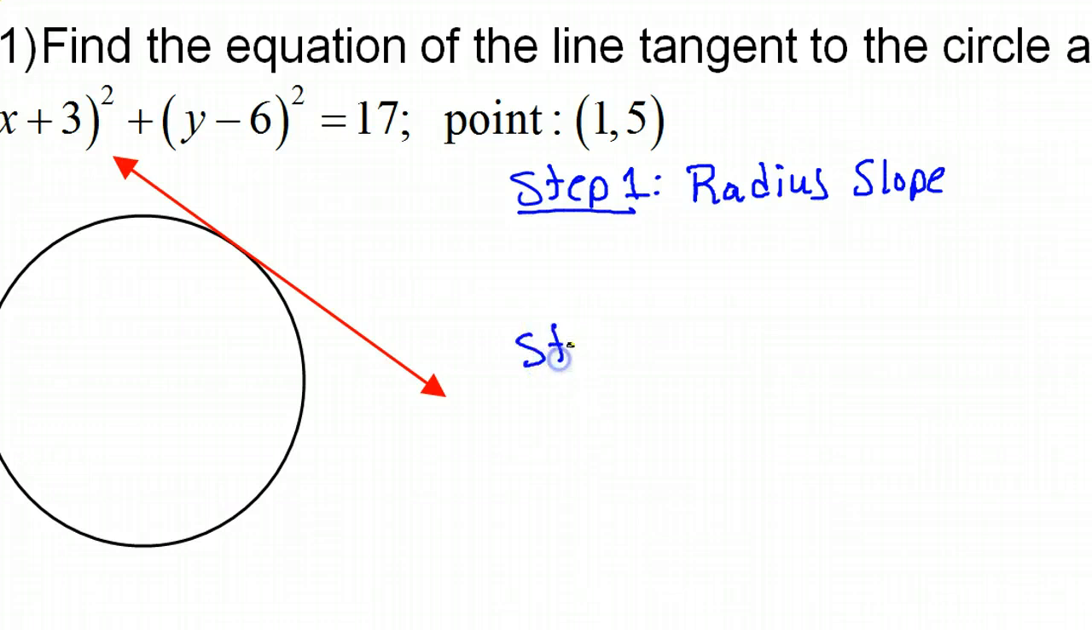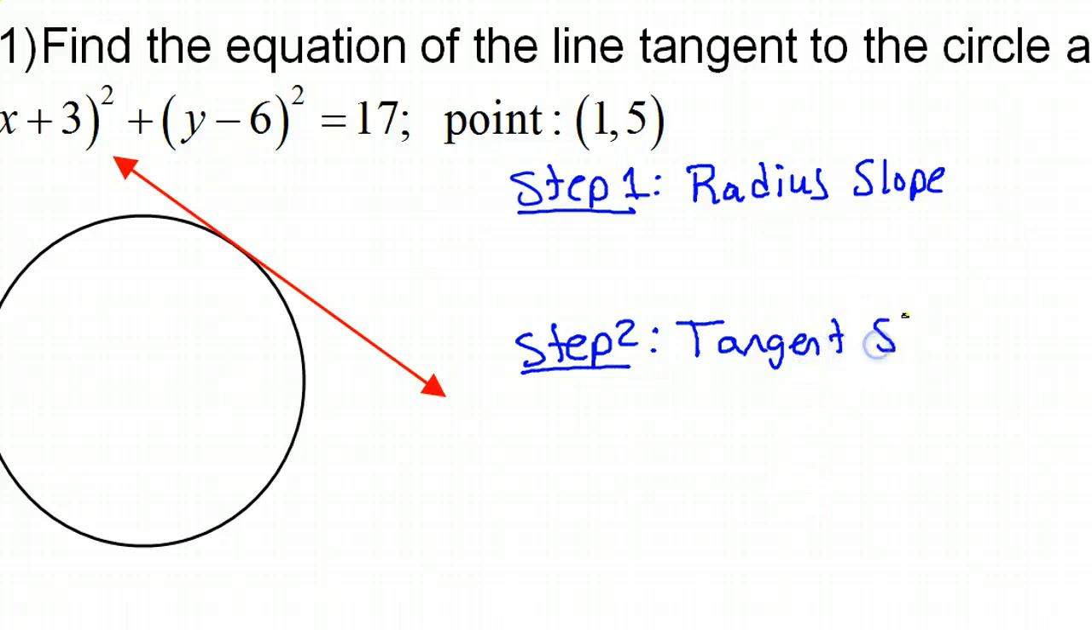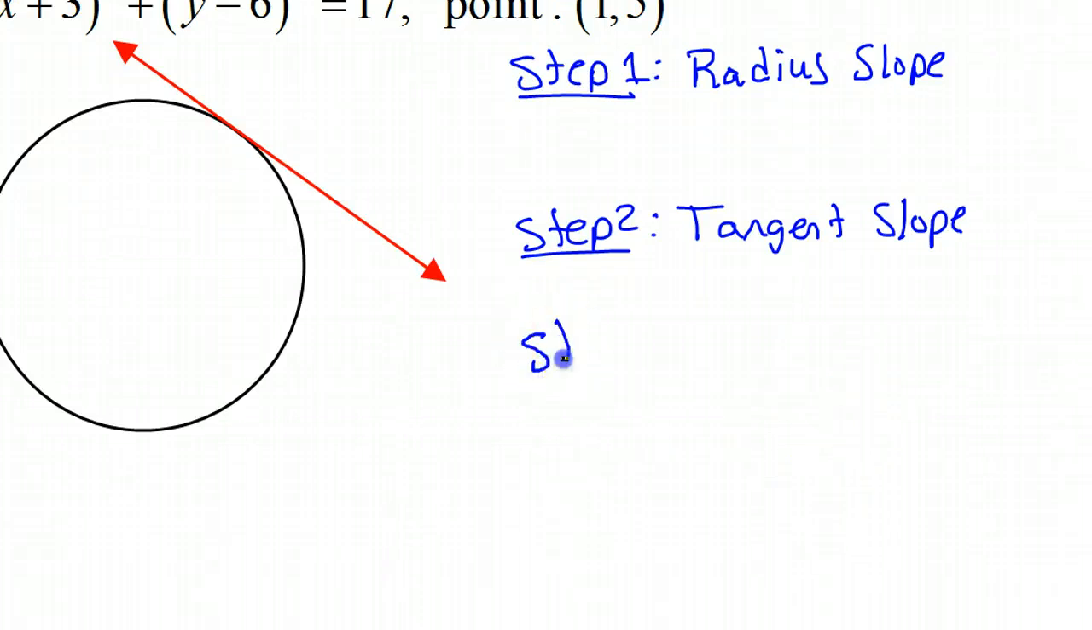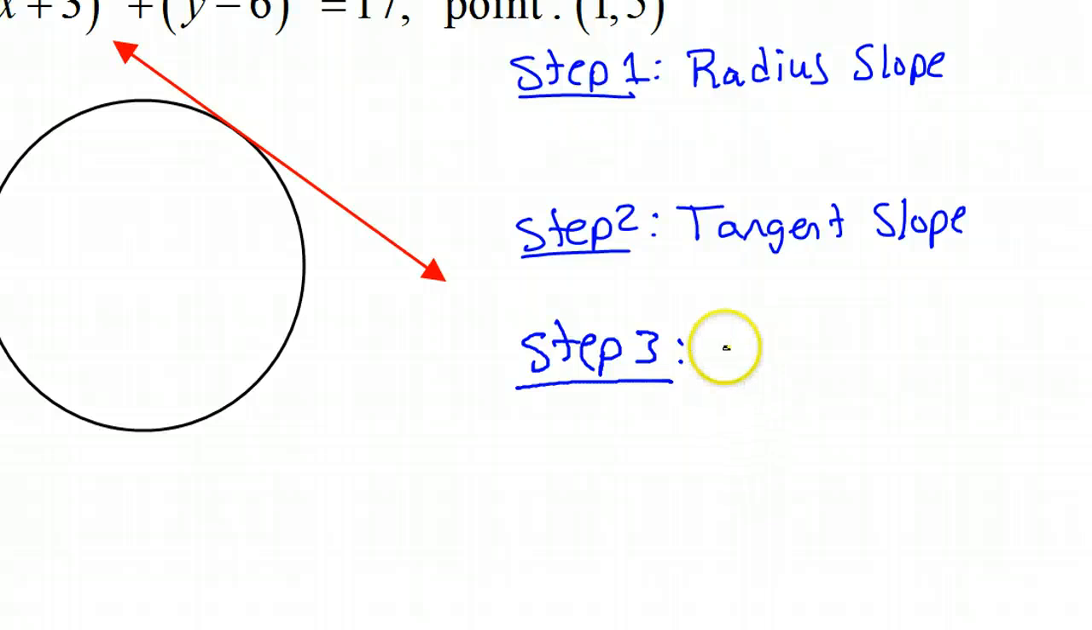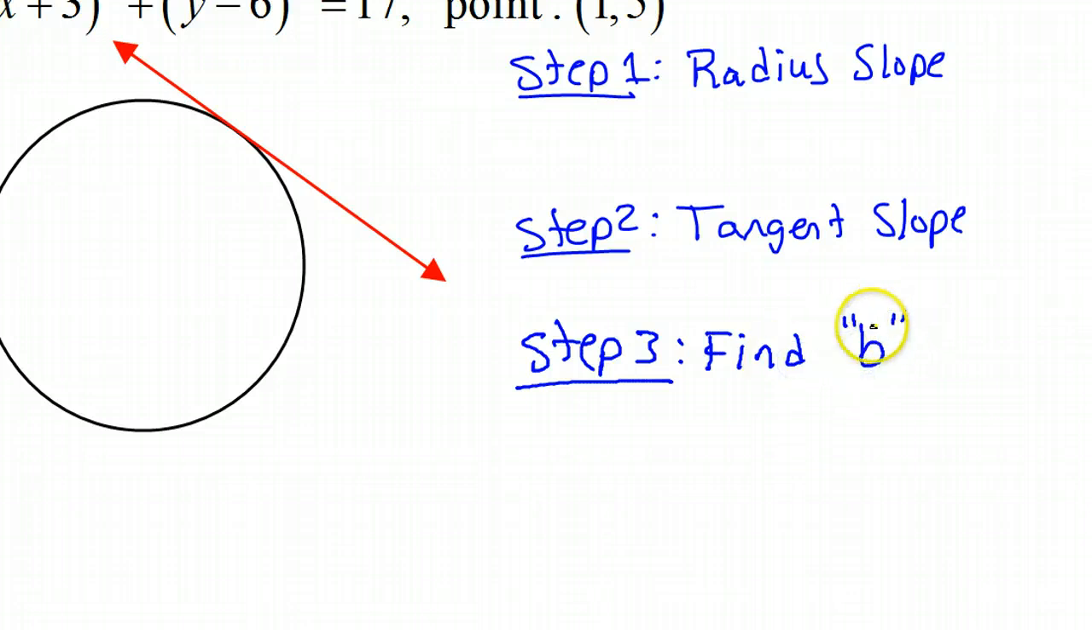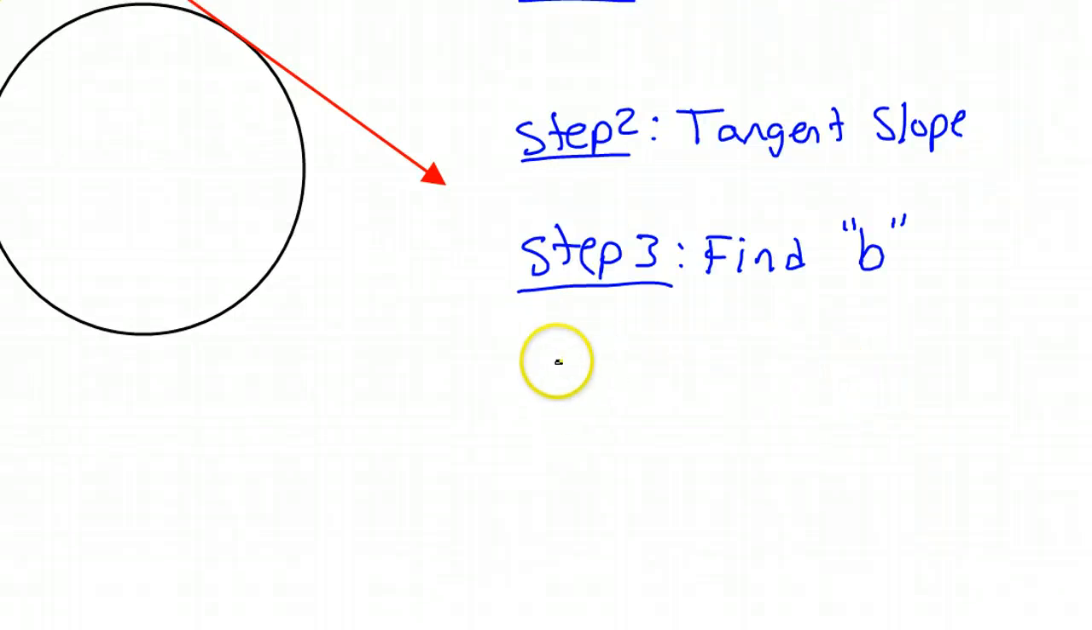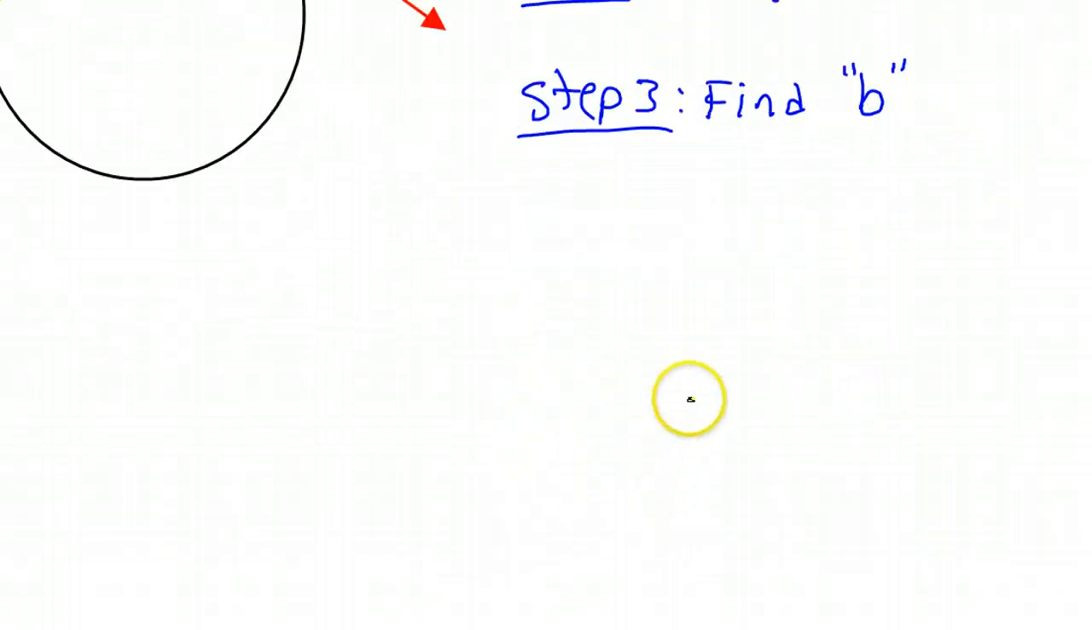Okay, step 2, we're going to turn that into the tangent, you know, the red line here, the tangent slope. Step 3, we're going to find b, y equals mx plus b. We're going to find b. Okay, and step 4, we're going to write the equation.